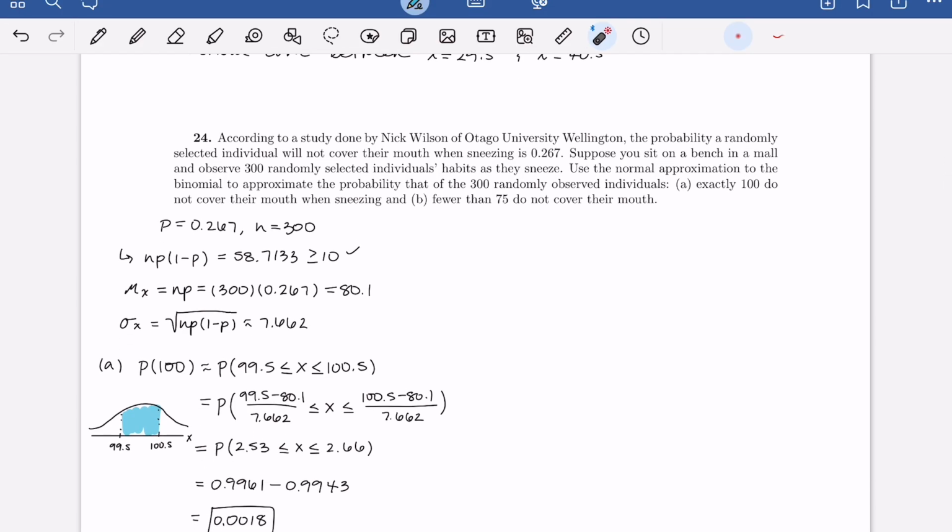All right, now let's do part B here. We want to find the probability that fewer than 75 do not cover their mouth.